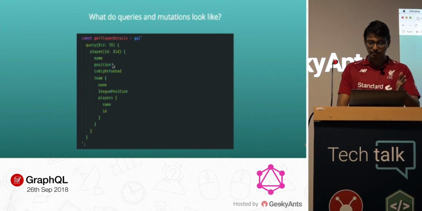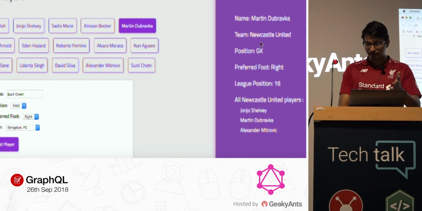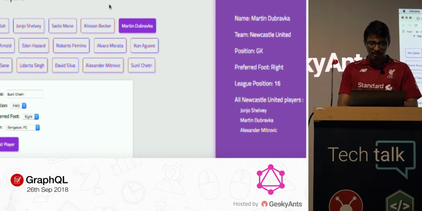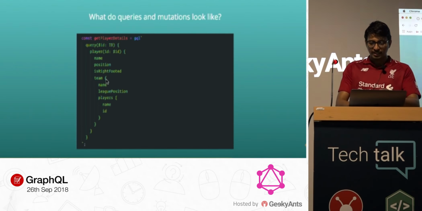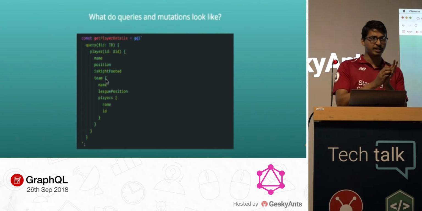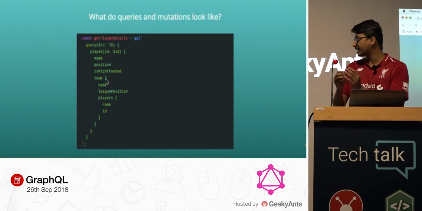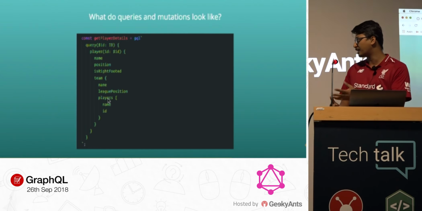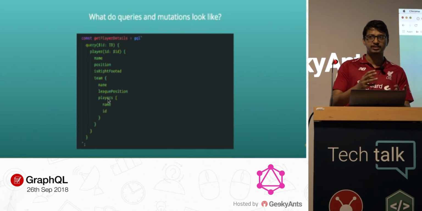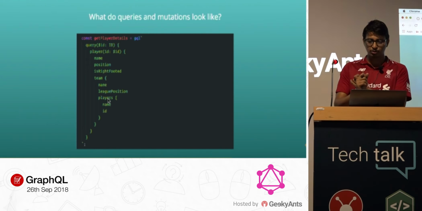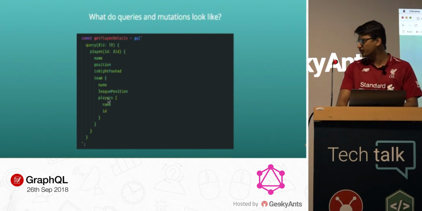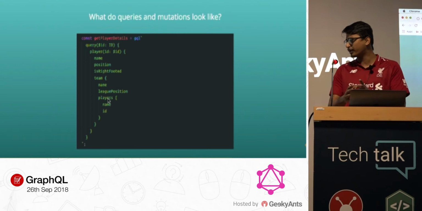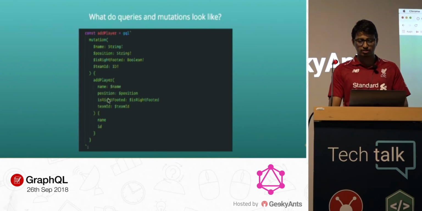I need the player's name, position, and team. Inside this player schema itself, I am requesting the details of the team. For the team, I'm getting the name, the league position, and all the players that are playing for the team. That's all inside one request, and I'm not having to make two requests for that. This is a query where we are sending arguments to the backend.